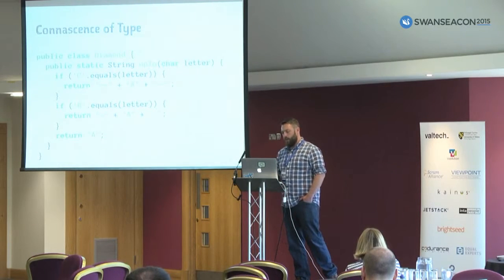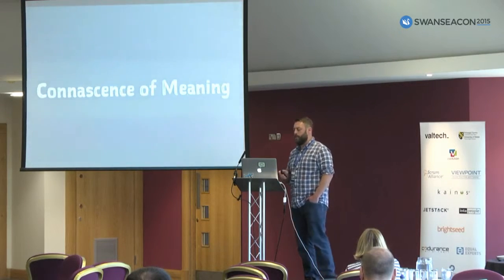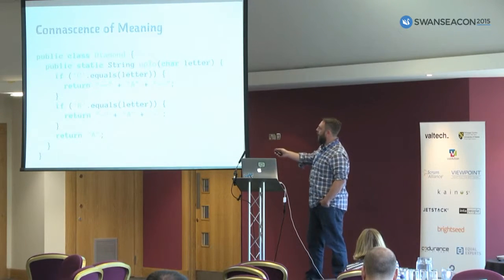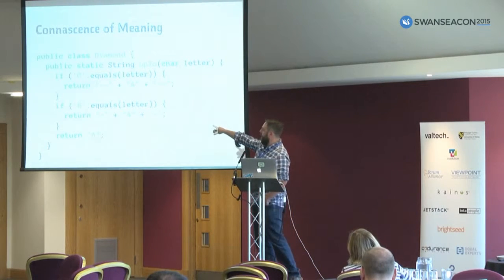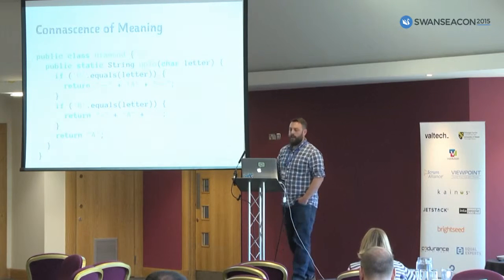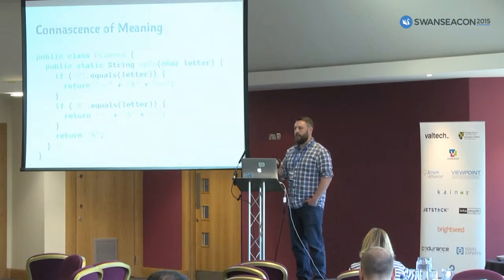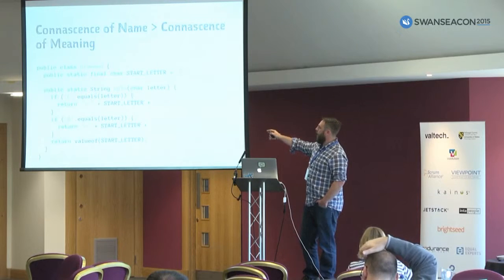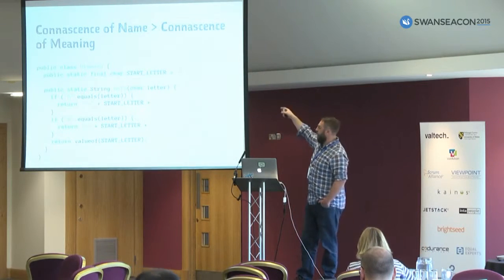So, connascence of meaning. That's where multiple components must agree on the meaning of specific values. So if you see here, we have these letters. A, return the string here, return a padded A and a different padded A. Those A's all have the same meaning. They're a magic number. They are the start letter. So here, we've gone from connascence of meaning to connascence of name by extracting a constant.